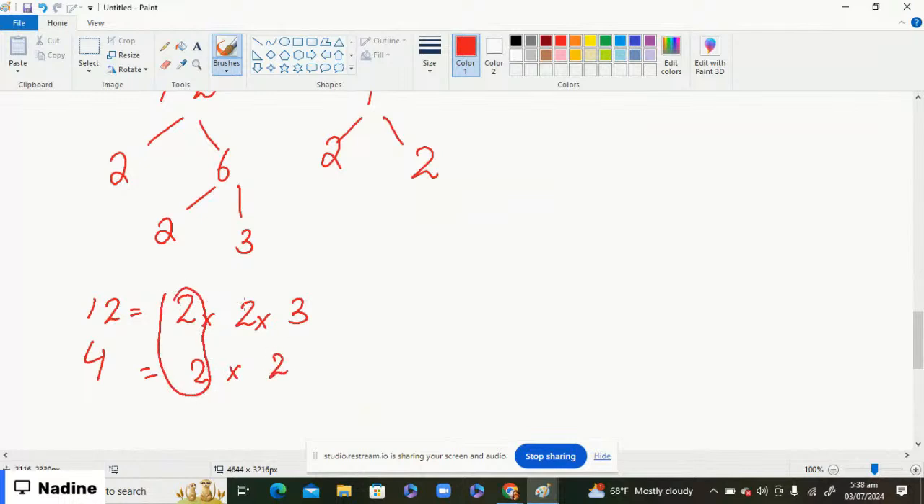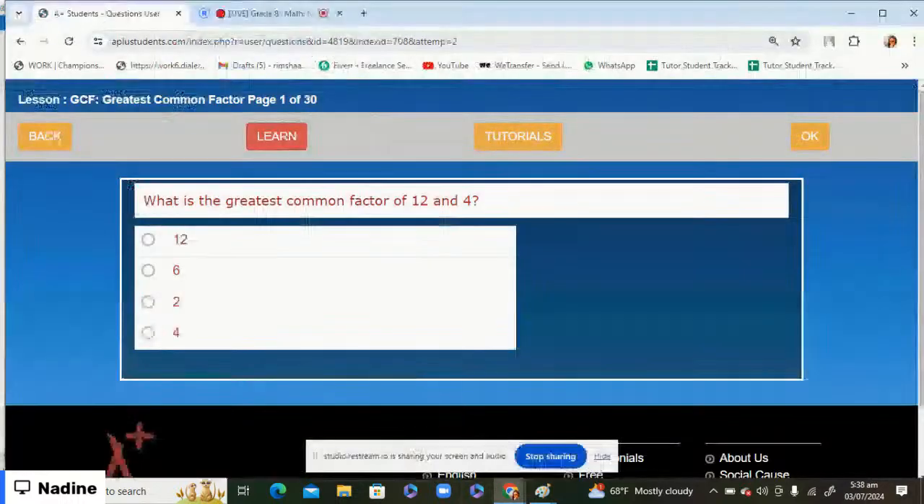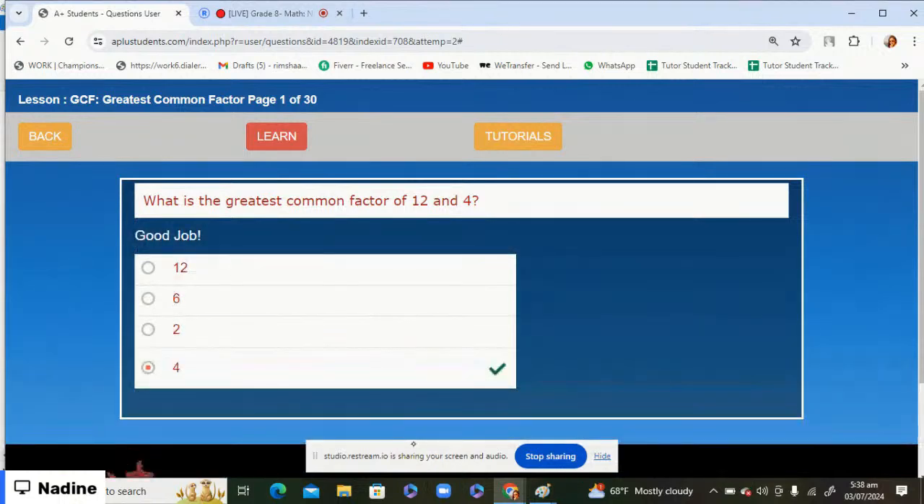This is same and this is same. So when we write, it's 2 times 2. Only one 2 from this one and one 2 from this one. So what's the answer? It's 4. Let's check, is there any option for 4? Yes, it's here. Let's go with it. Yes, this is the right answer.